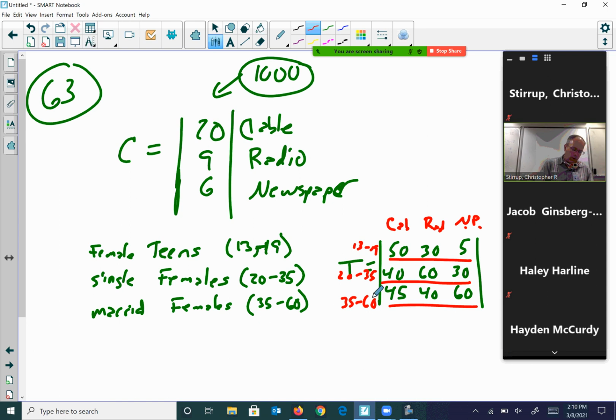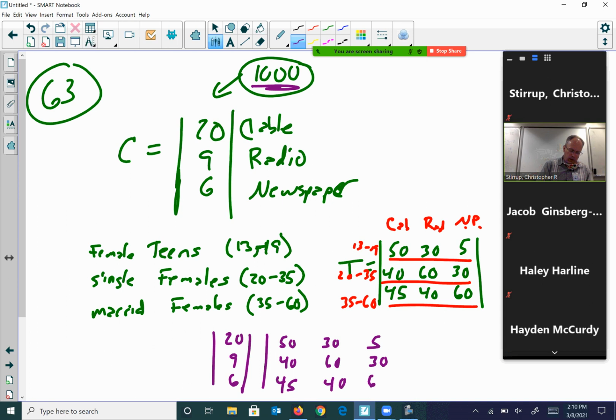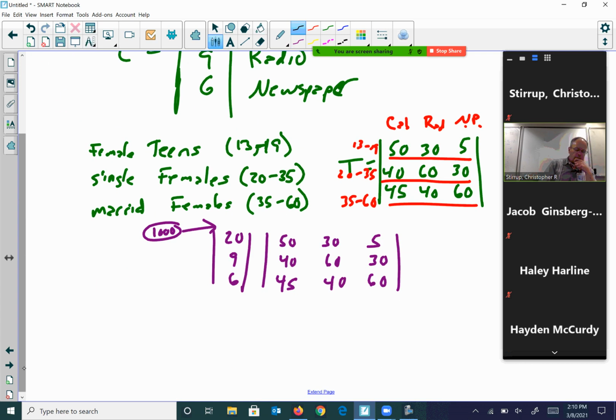So what we can do is a few things. We realize that this is in the thousands. So if I were to take 29.6 times the 50, 30, 5, 40, 60, 30, 45, 40, and 60. And we know that this was in the thousands as far as the amount of money spent. We can easily do this problem. But we have to be cautious how we're doing it. So we have to think, can I take a 3 by 1 times a 3 by 3? Well, the inside dimensions won't match. So there's got to be a different way that we're doing this problem.